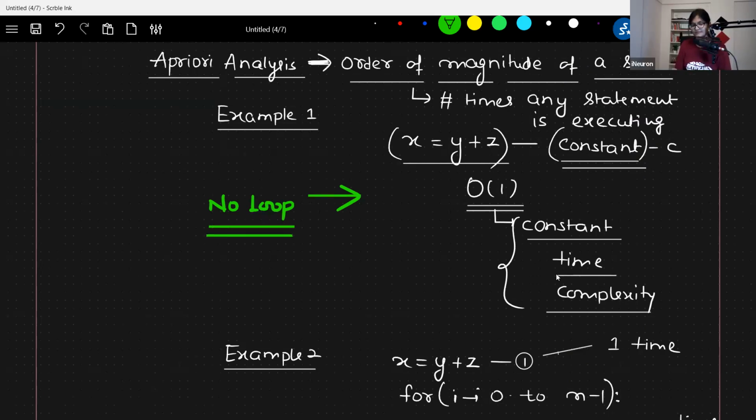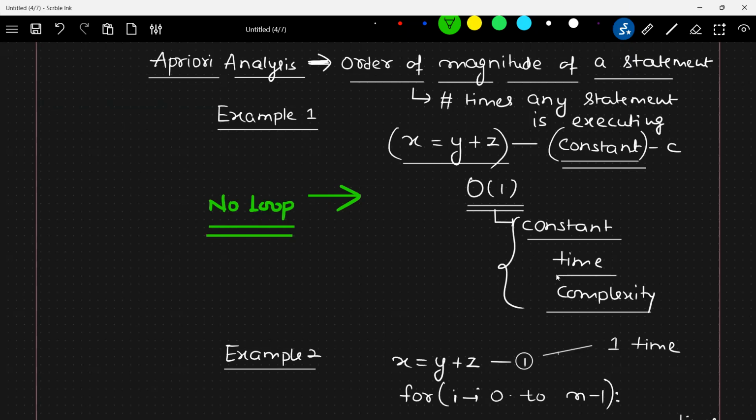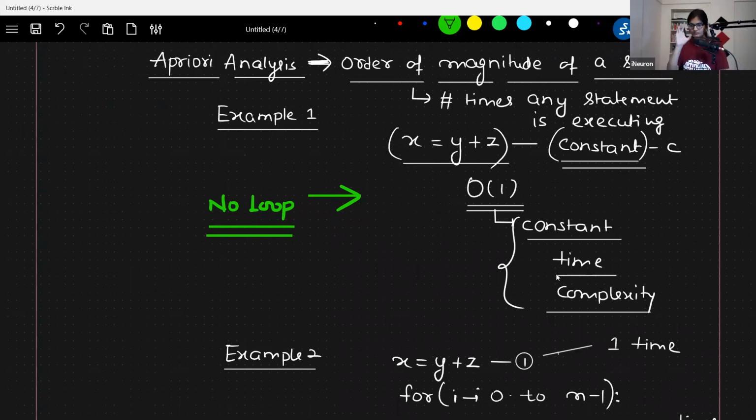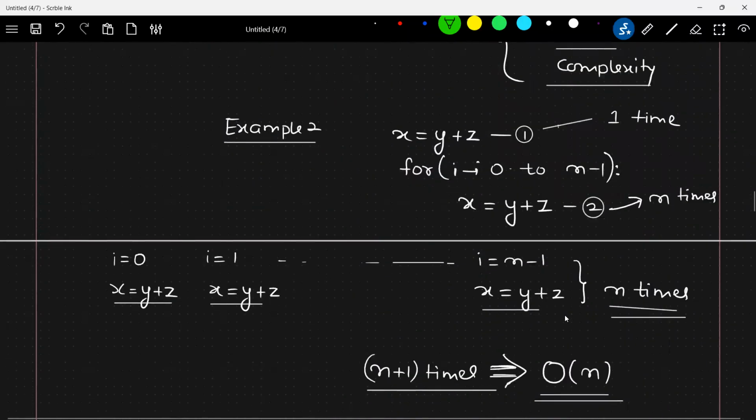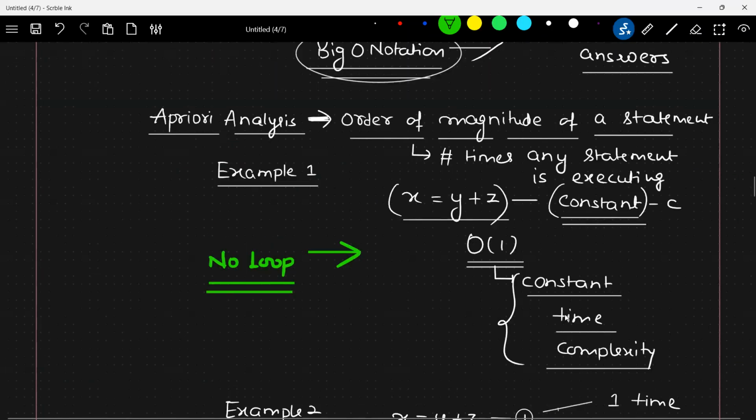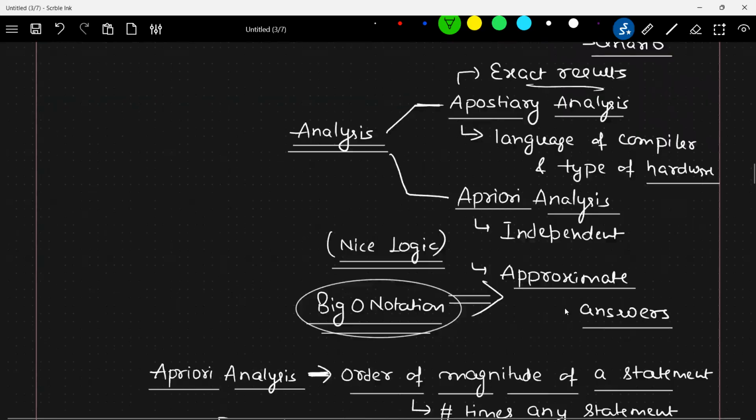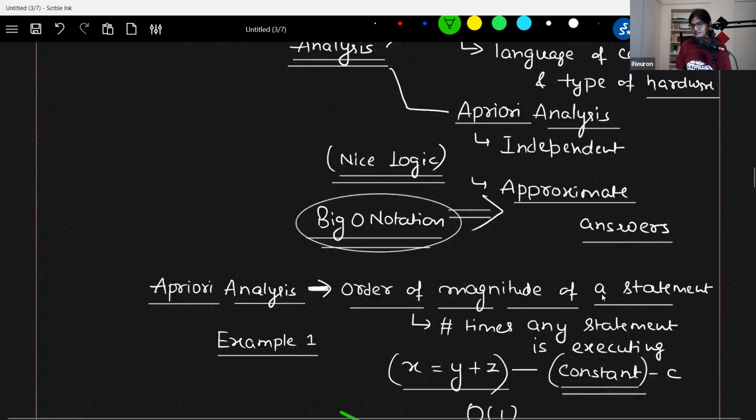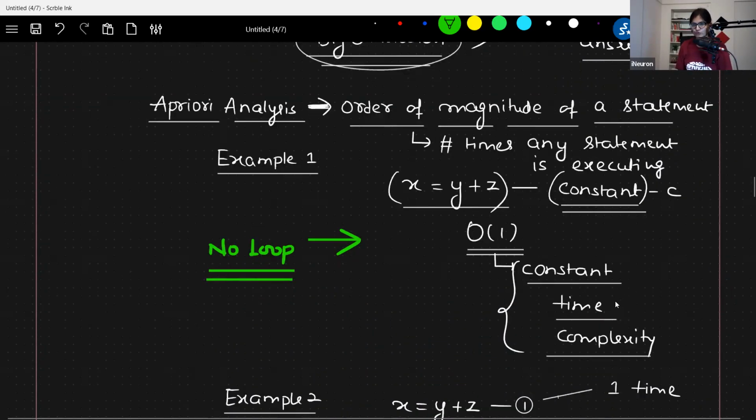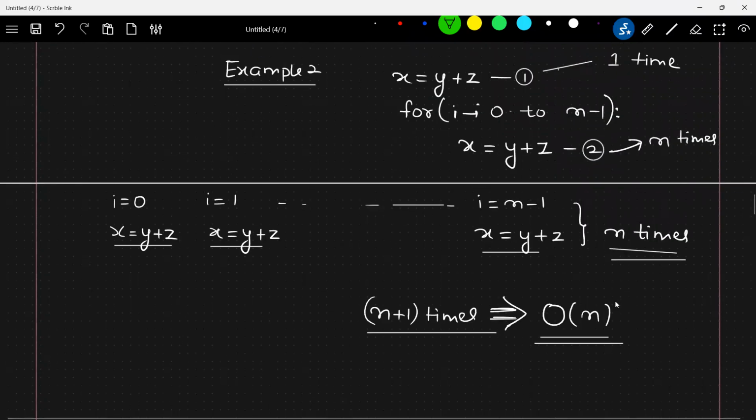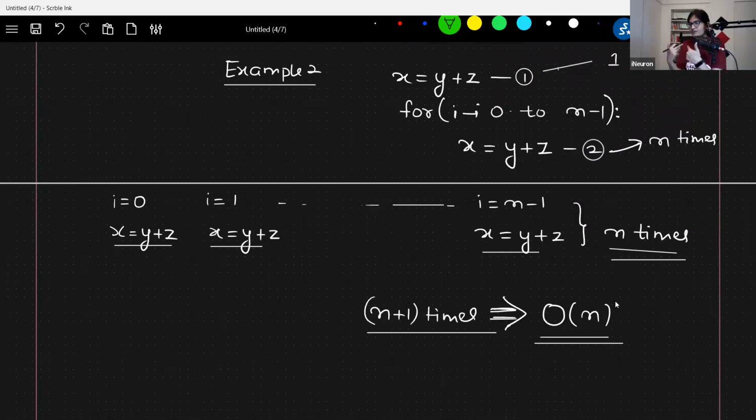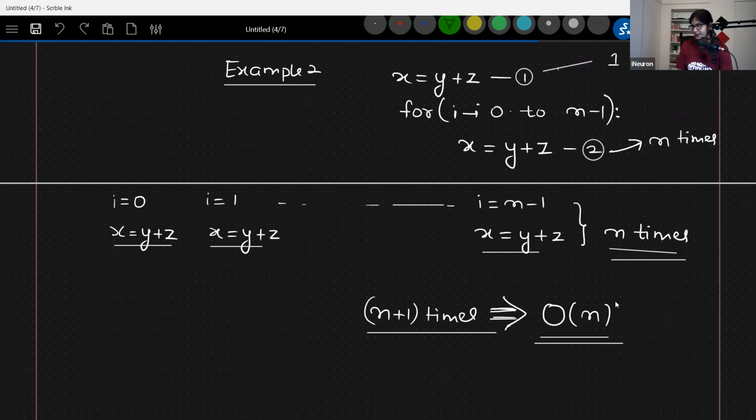So to get the time complexity, we mainly focus on the loops, right? Exactly. That's what I want to infer here. And we focus on the statements, right? The number of times that these statements are executing, that is what you need to focus on. Obviously, when you have loops, it will be repeating more number of times. That's why the time complexity will be high.